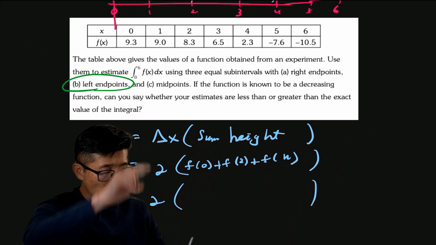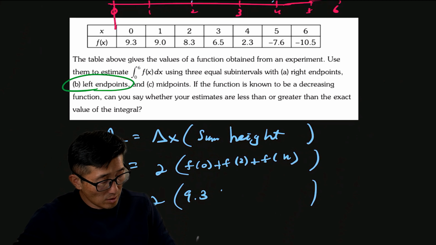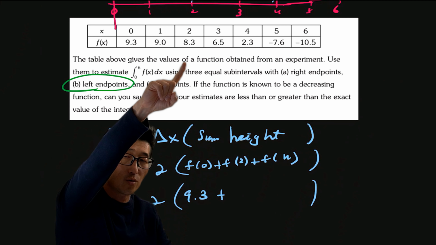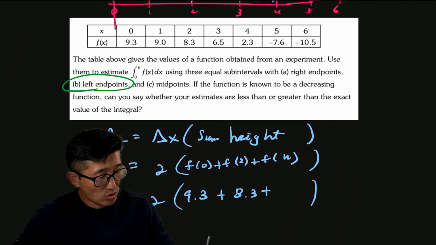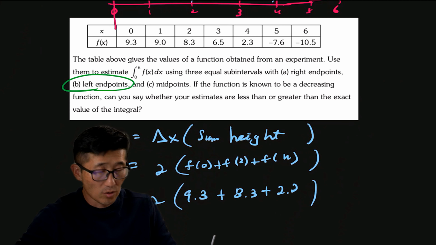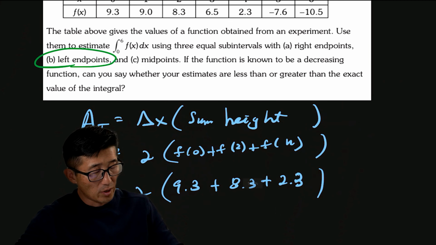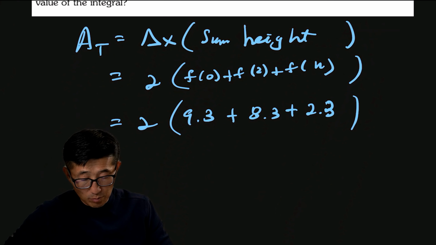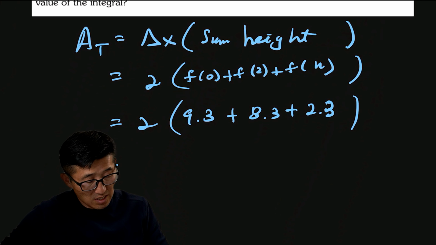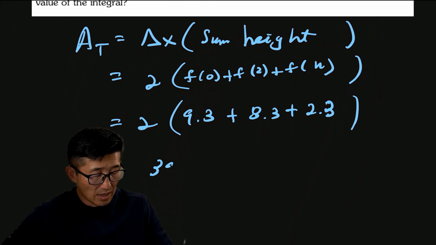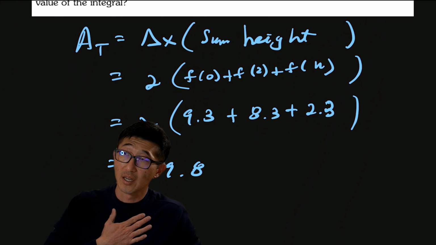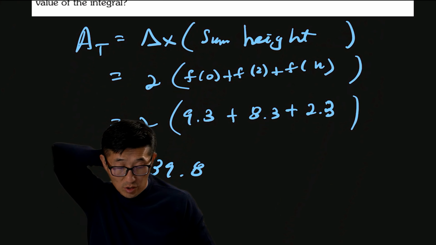So the first one is at 9.3. F at 2 will be at 8.3. And then f at 4 will be at 2.3. All right, and here we get all positive numbers. So let's multiply that out: 9.3 plus 8.3 plus 2.3. We get 39.8, which is the right answer.